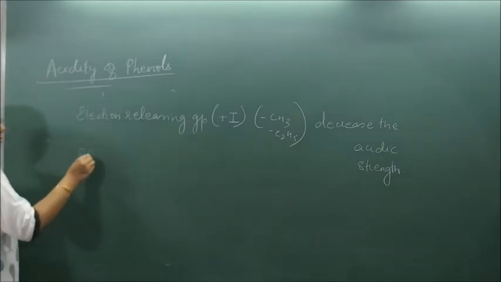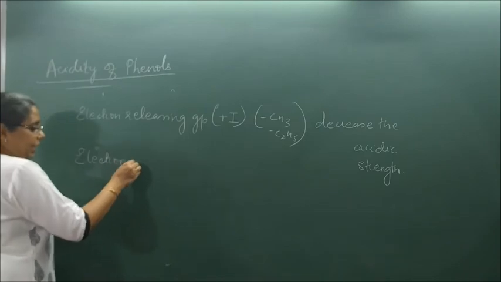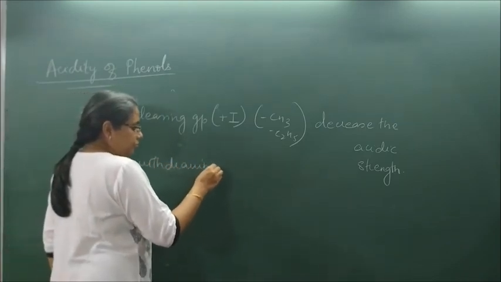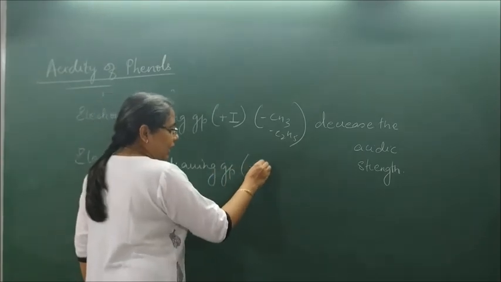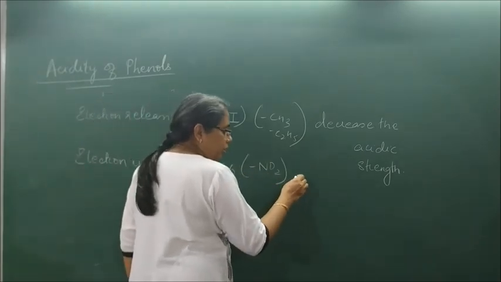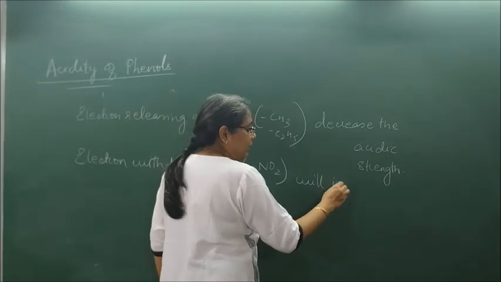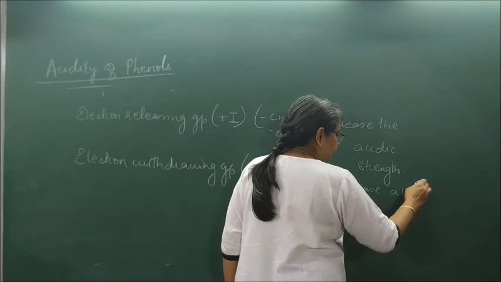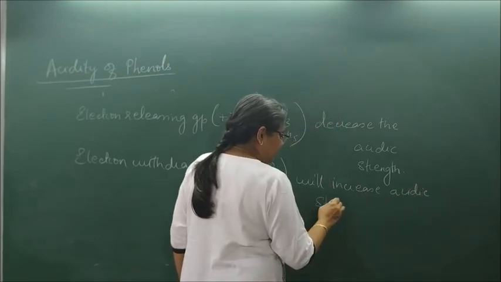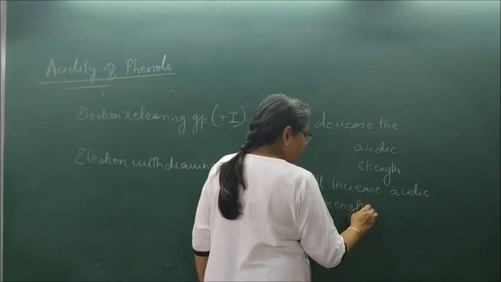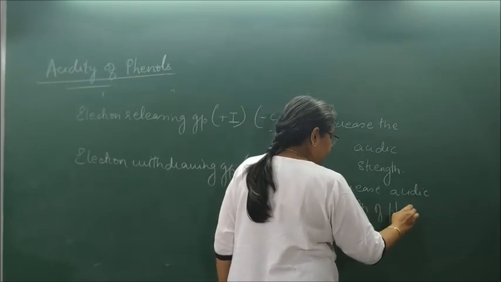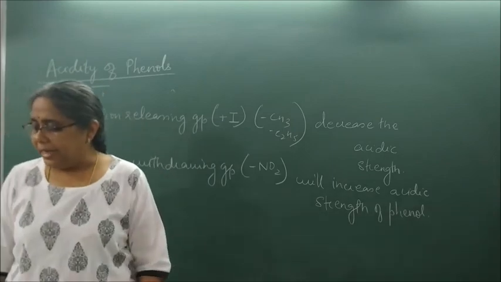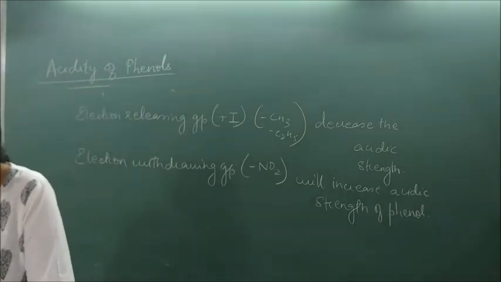Next, what is the group? Electron withdrawing group, such as NO2, will increase the acidic strength. That is right. It will increase the acidic strength of phenols.